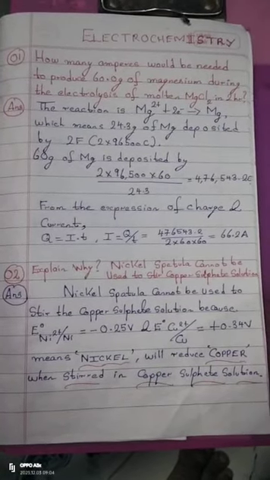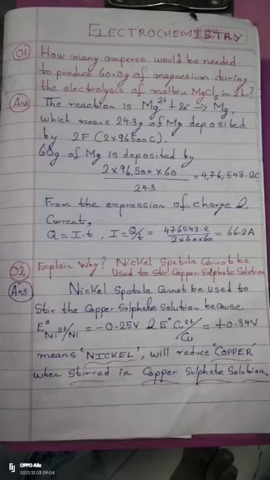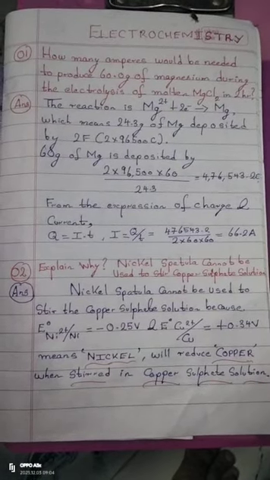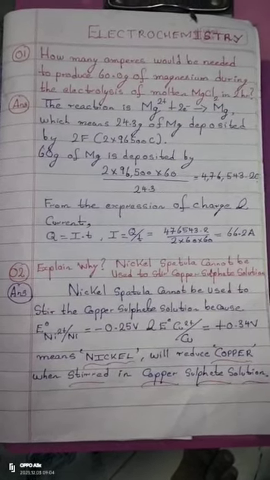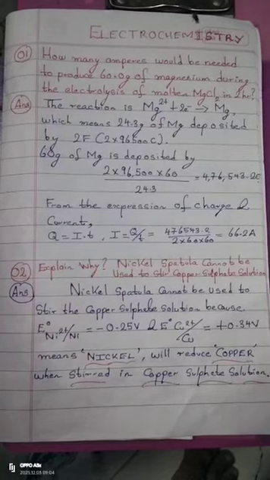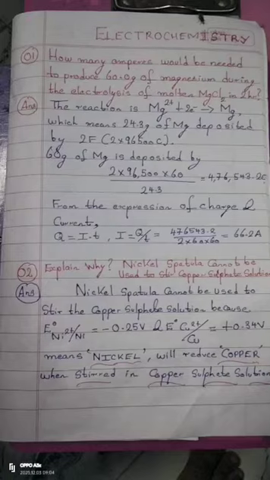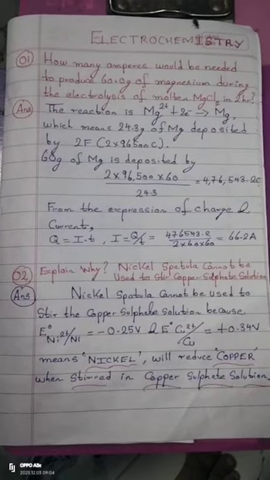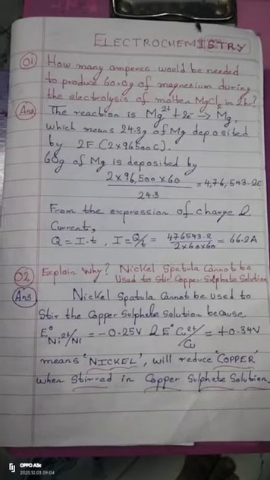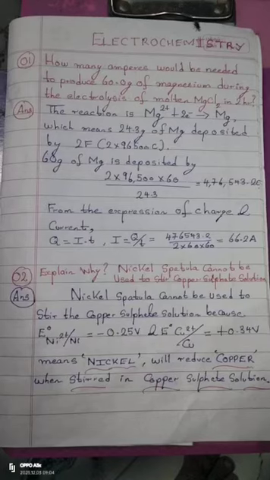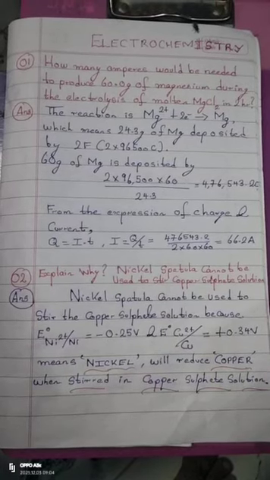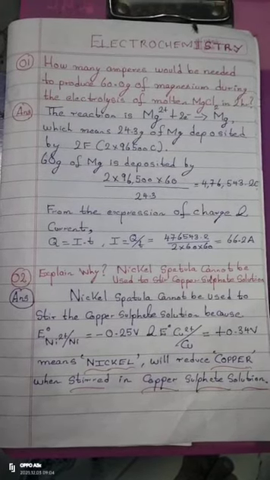Hence, from the expression of charge and current by using Faraday's laws of electrolysis, Q equals I T. We are rearranging the equation, that is I equals Q by T. Hence, 4,76,543.2 divided by 2 × 60 × 60. How come 60 × 60? We are converting the 2 hours into seconds. We get 66.2 amperes.